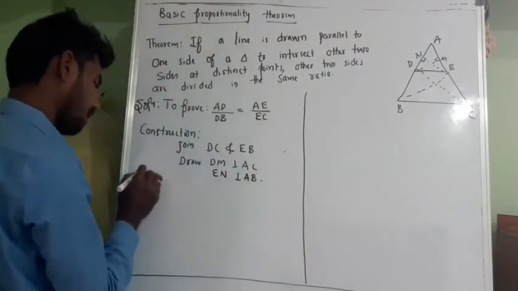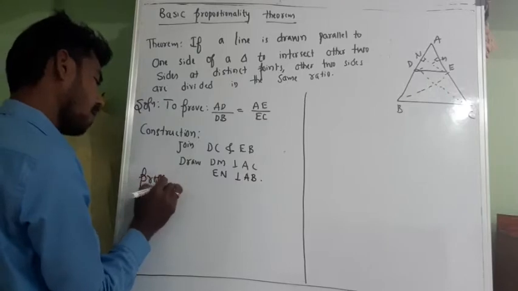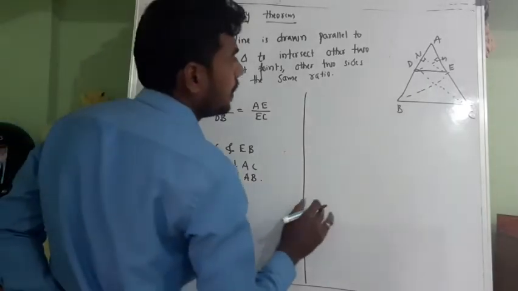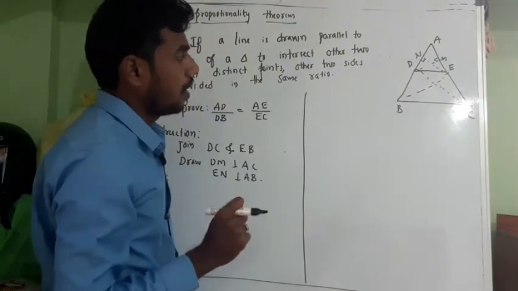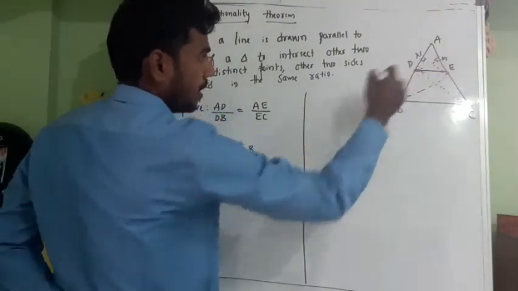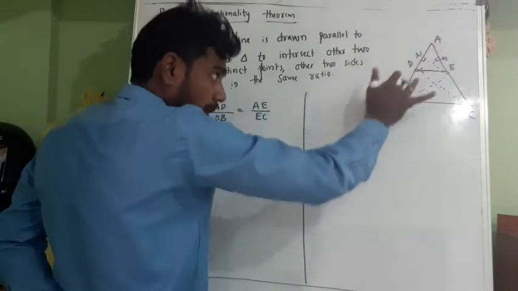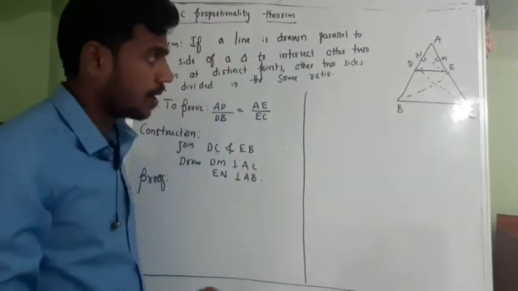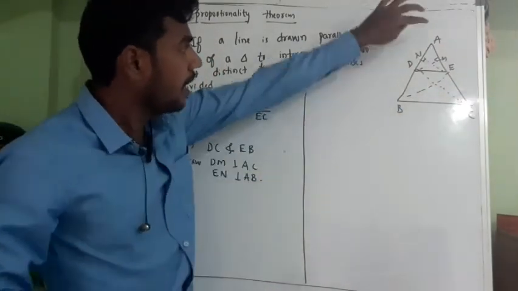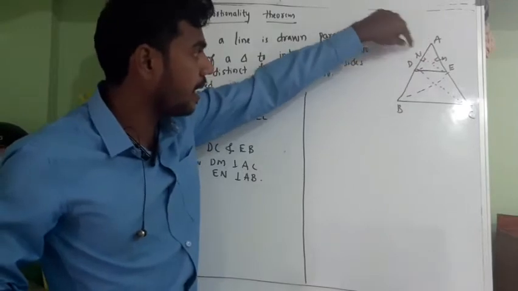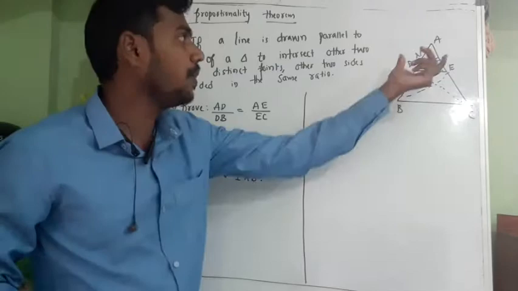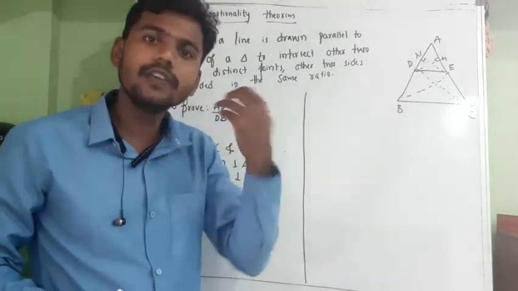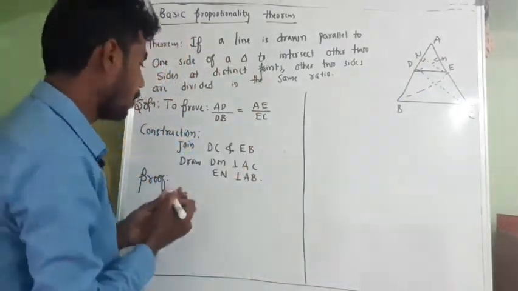Now the proof. Before we go to the proof part, you know that AEB is one of the triangles. What is the height of this particular triangle? EN is the height of the triangle. If I divide it into ADE and EDB, for those triangles, what will be the altitude? EN will be the altitude. The altitude will not change. That only I am going to make use of.